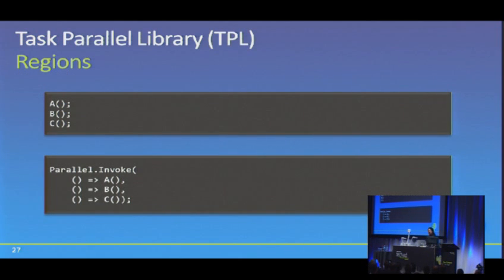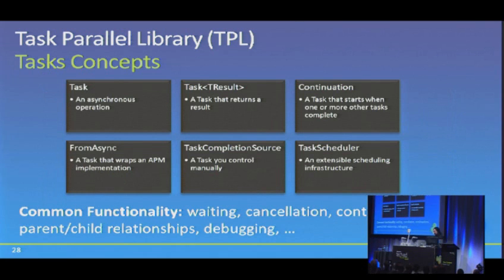Another thing in the task parallel library: we've got constructs in the language for sequential execution, A, then B, then C. TPL gives us Parallel.Invoke, which will run the various items in parallel rather than in serial. Underlying all of these things is the Task object library. So a Task object is an asynchronous operation. There's another variant of that which represents an asynchronous operation that returns a particular result.